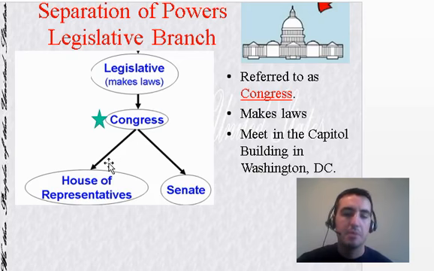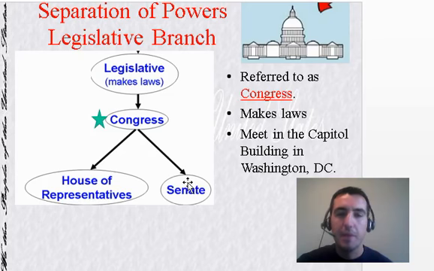Congress is split up into the House of Representatives and the Senate, and we get to pick the people that are in both of those. And their main thing is they make laws.